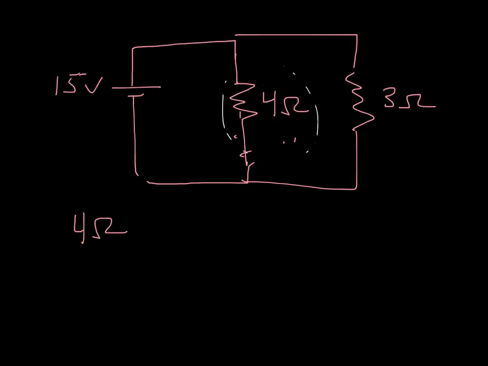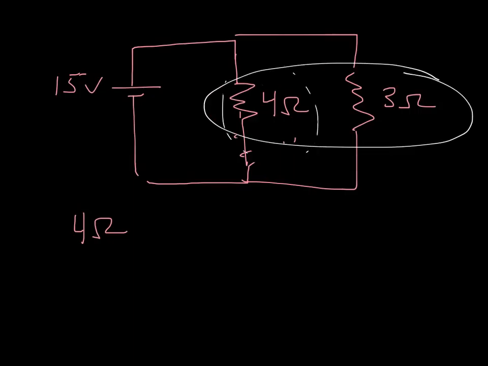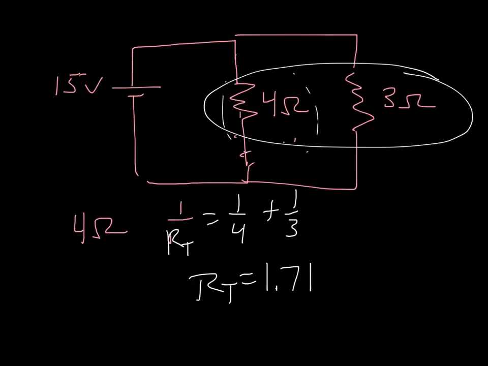Now we just have 2 resistors, so we're going to add these two together. They're in parallel, so we do 1 over RT equals 1/4 plus 1/3. When we add those together, we end up with a resistance of 1.71. So our total resistance, or our equivalent resistance for this entire circuit that we started with, is 1.71 ohms.